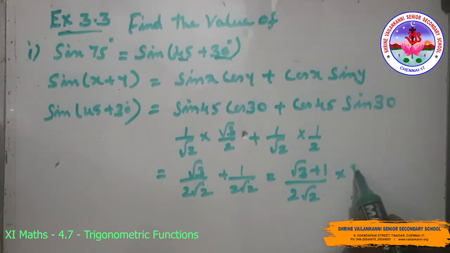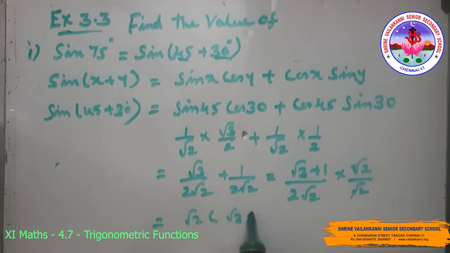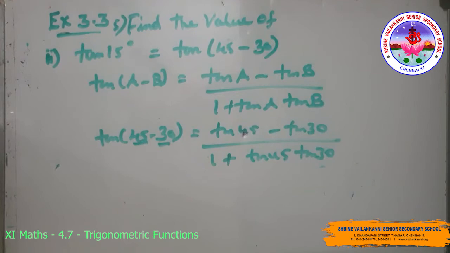Rationalizing this, multiplying by root 2 by root 2, which is equal to root 2 into root 3 plus 1 by 2 into root 2 into root 2 is 2. So 2 into 2, 4. So the value of sine 75 degree is root 2 into root 3 plus 1 by 4.